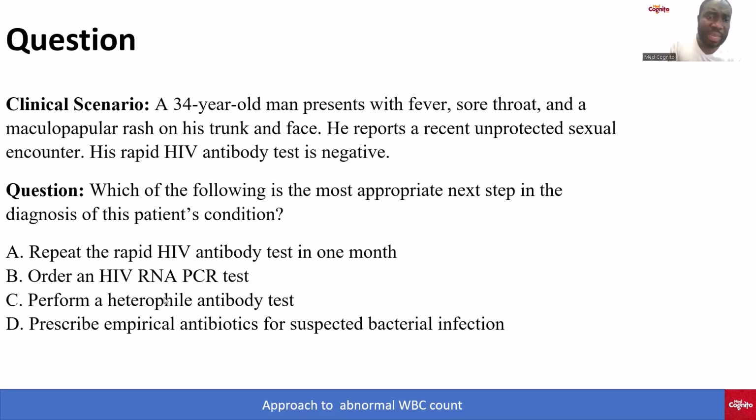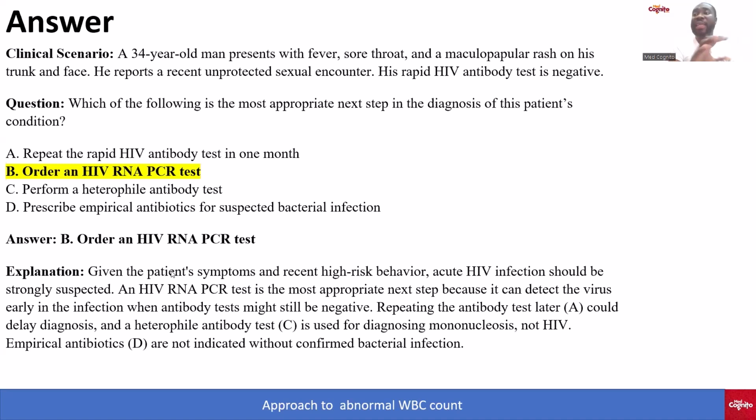So what is the right answer? The right answer is B. So all those who wrote B, there we go. Which of the following is the most appropriate next step? Remember that this person has had unprotected intercourse. Now the person has fever, sore throat, maculopapular rash on his trunk and on his face.